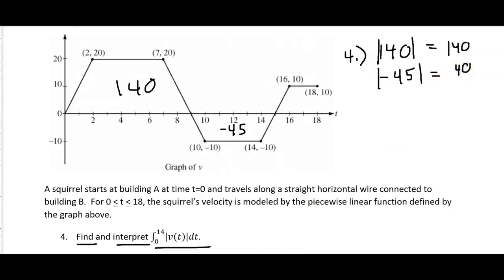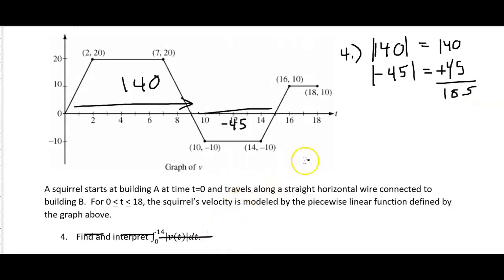just a moment, let me back up here, 45. The squirrel ran 140 feet away from building A, but then ran 45 feet back towards building A. But that's a total distance of 185 units. Okay, so our interpretation of this would be that the squirrel ran a total distance of 185 units.